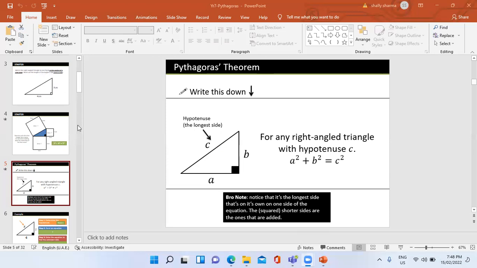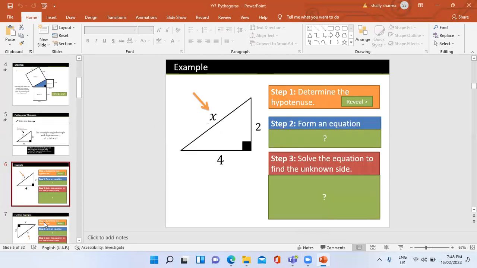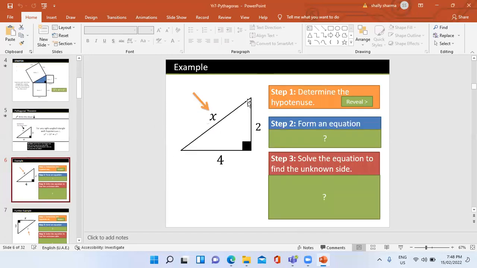Okay, now let's do some of the questions. The first question is, determine the hypotenuse. This is a triangle given. You can give it a name like capital A, capital B, capital C. So this triangle's name is ABC. Remember here ABC, these are the vertices. Vertices are always taken as the big letters.